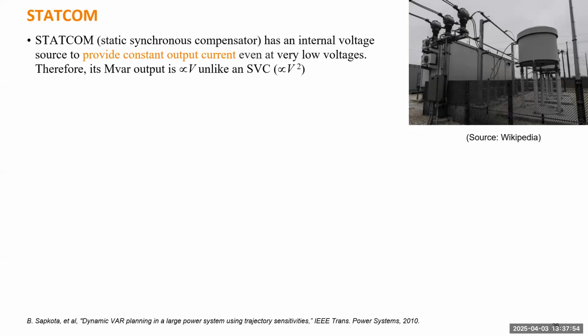The difference from the SVC is that it has an internal voltage source, so that can give you constant current. Even when you reach the limit, the VAR is still proportional to voltage, not proportional to voltage squared. So the VAR will change as a linear function of voltage, not a quadratic function of the voltage. That's better. In normal condition, it behaves similar to SVC.